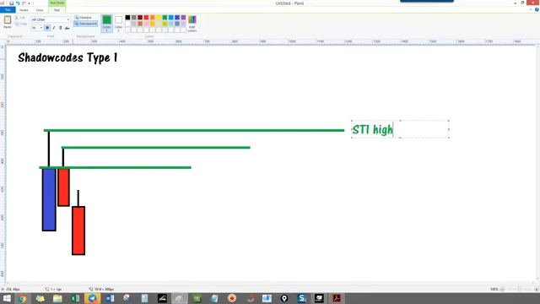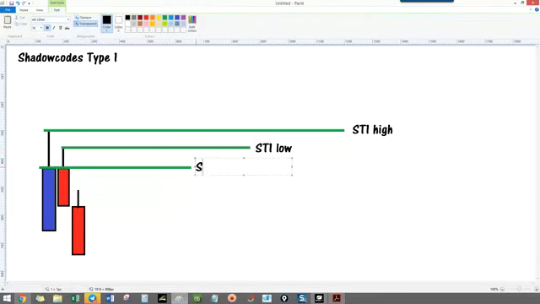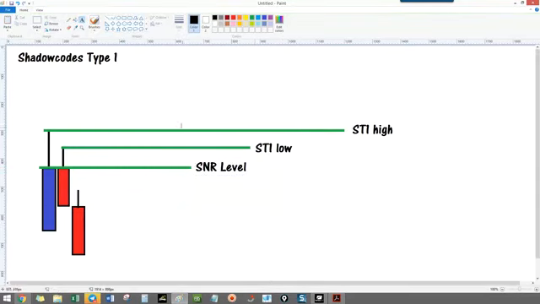This is ST1 low. This is SNR level. So usually this is your sniper point, your sniper entry point. So price like this.